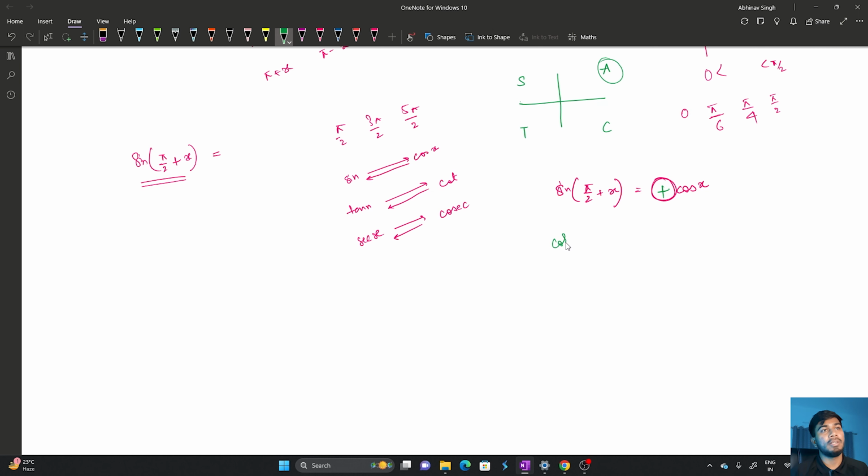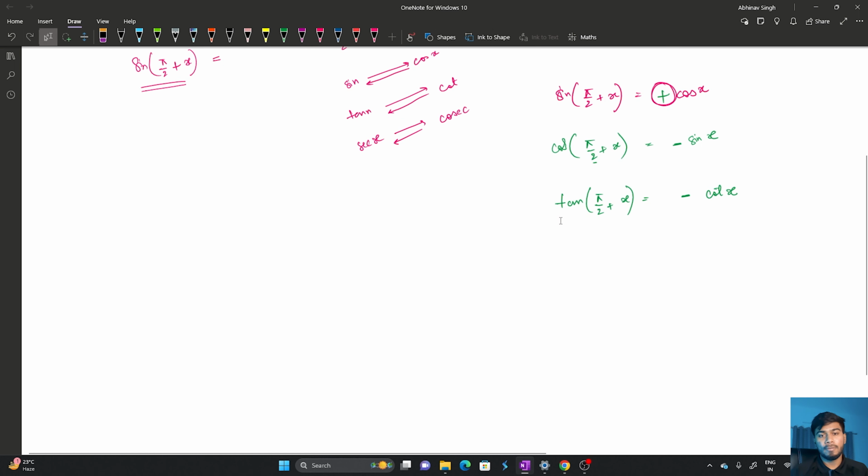Now if I want to find the value of cos pi by 2 plus x, first I see a pi by 2, so I will change cos to sine. Then I will see that pi by 2 plus x will lie in the second quadrant, and in the second quadrant cos is negative, so I got minus sine x. Similarly, if I want to write tan pi by 2 plus x, first I'll see it's pi by 2, change tan to cot, and in the second quadrant tan is negative, so tan pi by 2 plus x will be minus cot x.